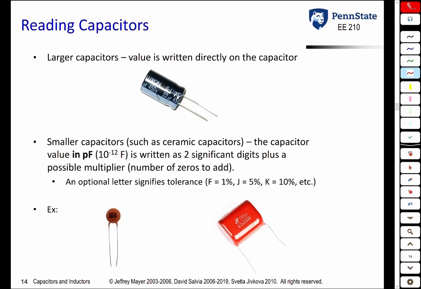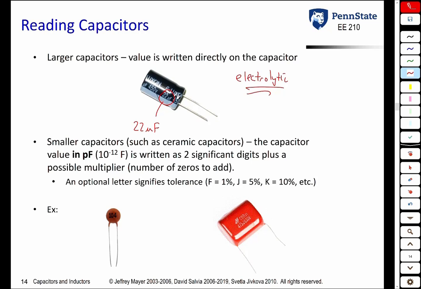So for larger capacitors and a lot of electrolytic capacitors, I'll fall into this category. They're capacitors that look sort of like cylinders. The value of the capacitor is written right on the capacitor. Pretty darn easy to figure out. It's 22 microfarad.